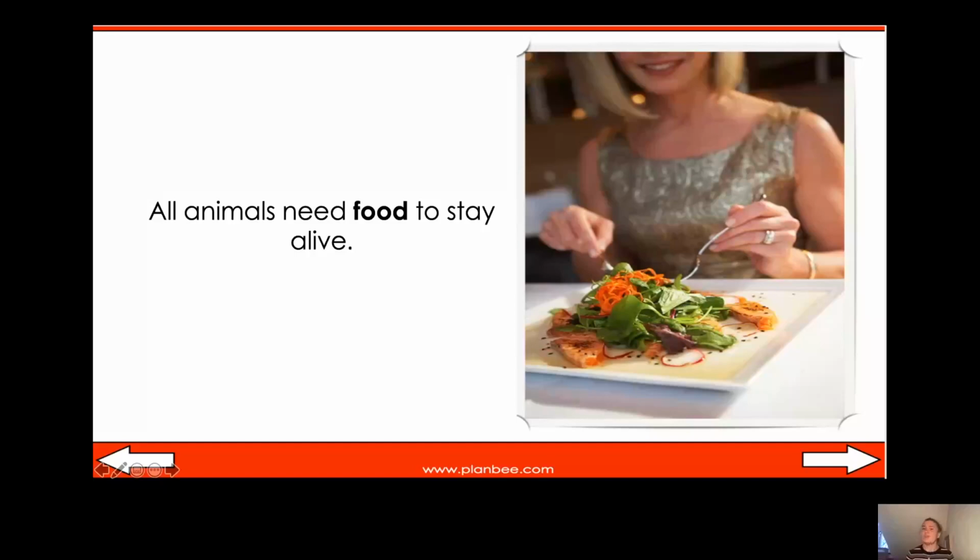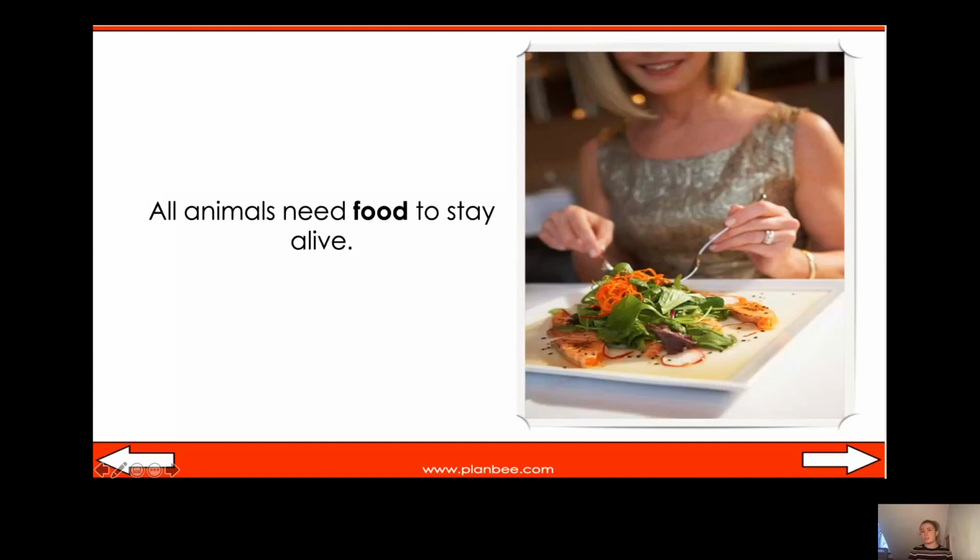Why do all animals need food to stay alive? Well, that is because food gives us lots of energy, and this energy allows us to move and also grow. So to go through those different stages of development and to survive, we need lots of food.